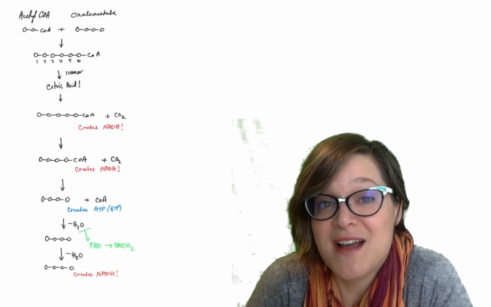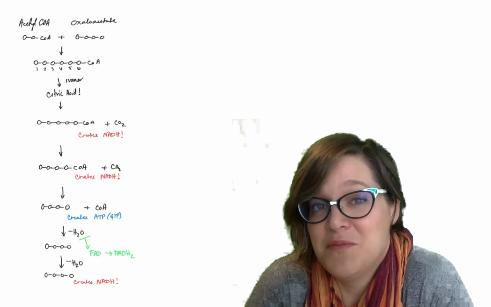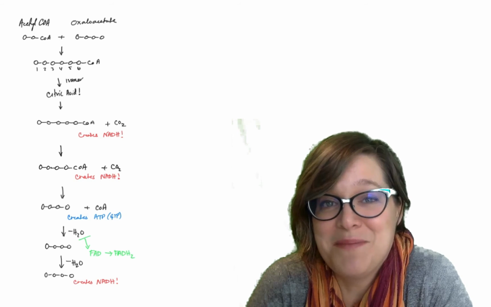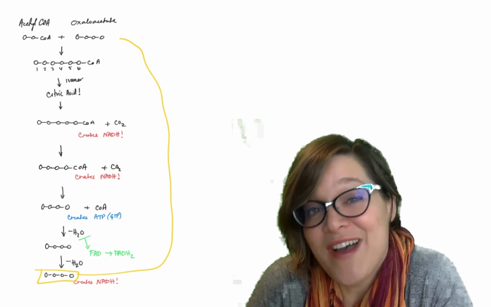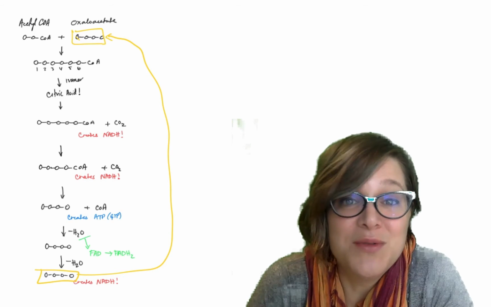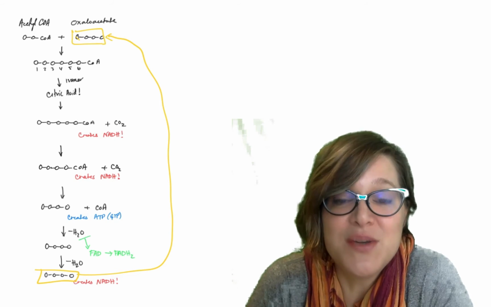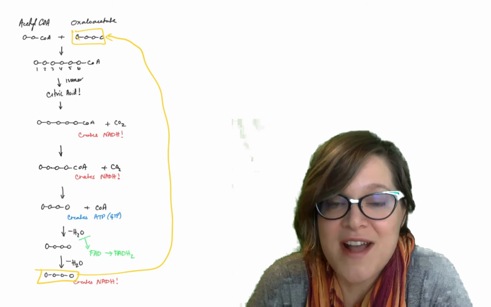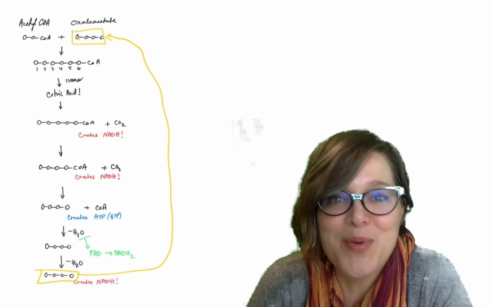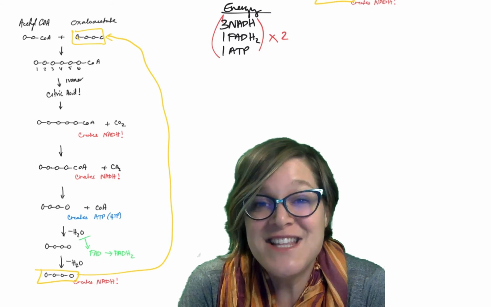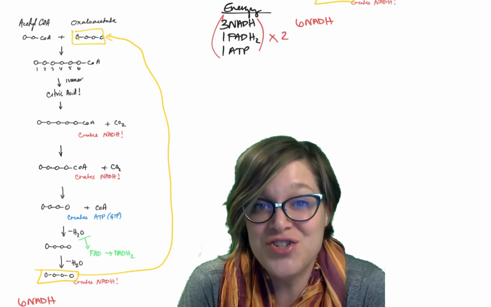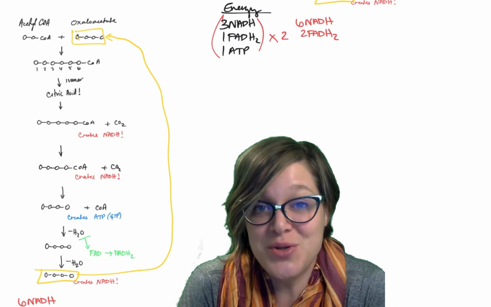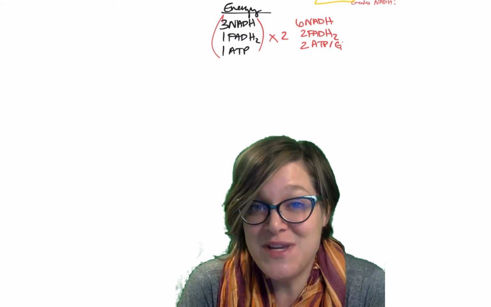So what happened to that oxaloacetate that we started with and made the 6-carbon citric acid molecule? Well, now we're back to having that molecule in its original state, so it's ready to combine with another acetyl-CoA and do the whole process again. What this means is at the end of this process, you're going to have 6 NADH, 2 FADH2, and 2 ATP.